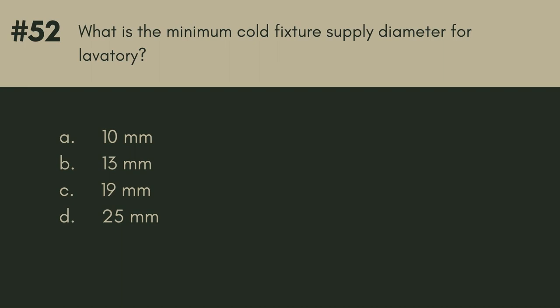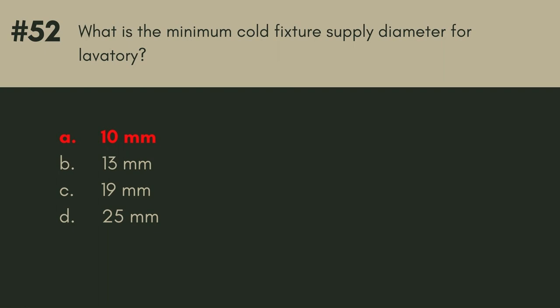Question 52. What is the minimum cold fixture supply diameter for lavatory? A. 10 millimeters. B. 13 millimeters. C. 19 millimeters. D. 25 millimeters. The answer? It's A. 10 millimeters. 10 millimeters. The minimum cold fixture supply for lavatory.